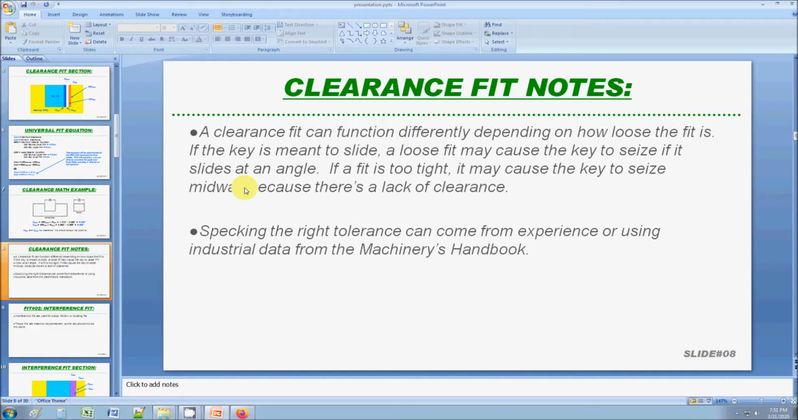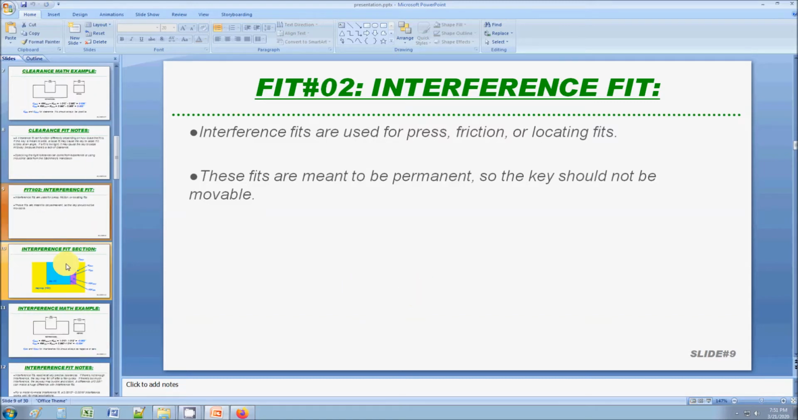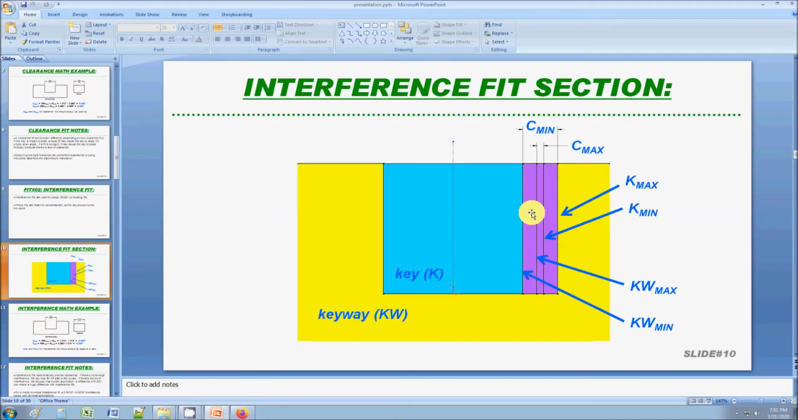So there is a measure to how clear, and the Machinery's Handbook uses different tools, different terms, different codes to define that. And if you're not sure how much of a clearance to provide, you can check this industrial book to get an idea. The next kind of fit is the interference fit. So this is to guarantee a press fit or friction fit or locating fit. So you want to guarantee that you get interference.